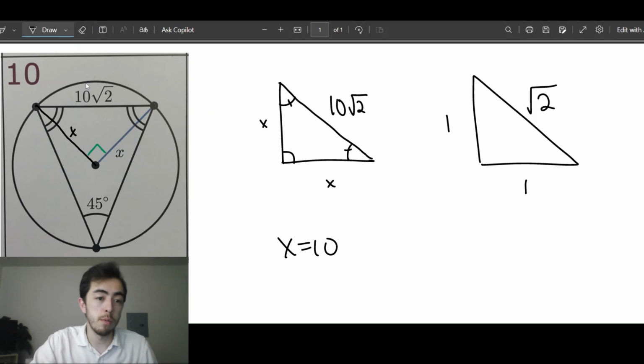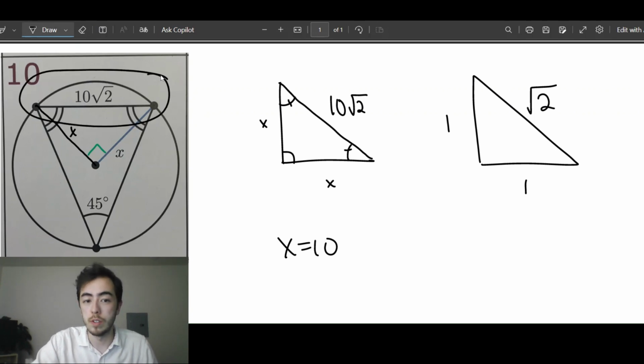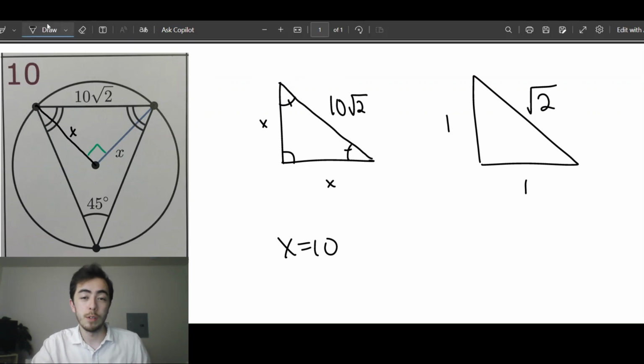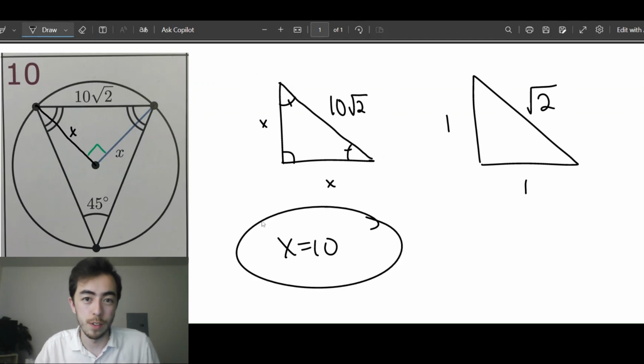So kind of cool problem. I like how this chord in the circle turned into the hypotenuse of a right triangle. And I was able to use that 45, 45, 90 triangle, that special right triangle knowledge to generate the answer for today. So that's really about it.